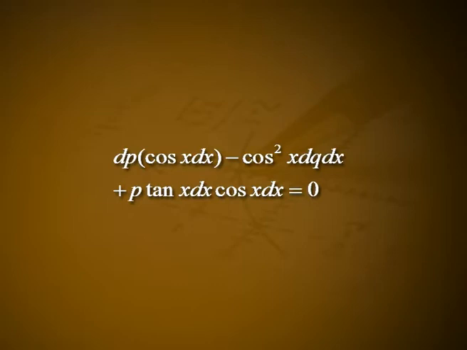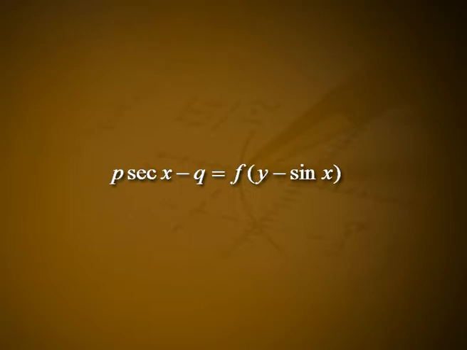Again, from equations 3 and 1, we have dp cos x dx − cos²x dq dx + p tan x dx cos x dx = 0. Or dp − cos x dq + p tan x dx = 0. Or sec x dp − dq + p tan x sec x dx = 0. Or d(p sec x) − dq = 0. Or p sec x − q = c2. Therefore, p sec x − q = f(y − sin x). Let it be equation number 5.